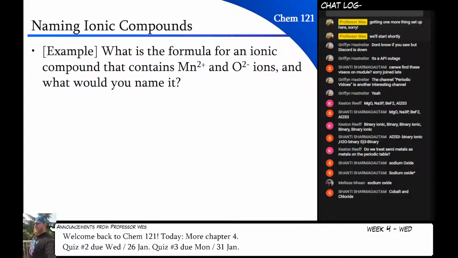Generally speaking, I'm going to either give you the formula or the name, and this step that's on the screen here is the intermediary sort of step. So knowing what the ions are is crucial. So go ahead and tell me, what's the name and what's the formula?